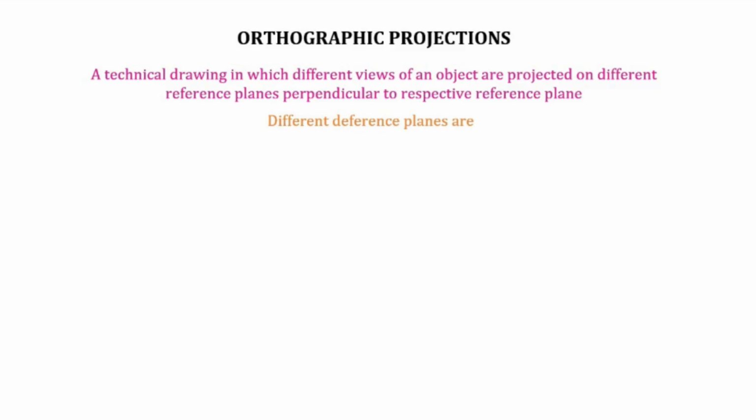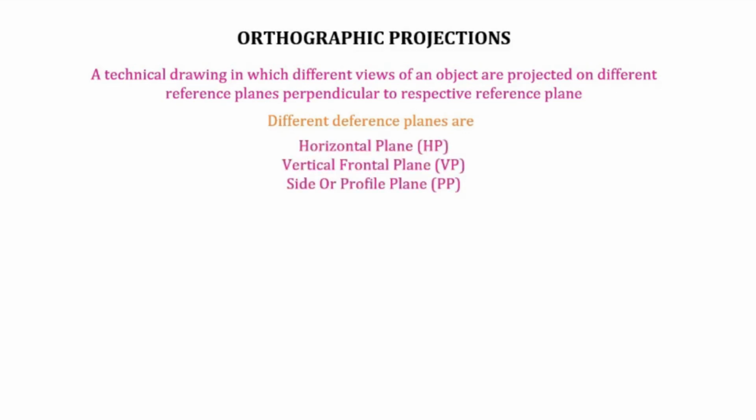And then the different reference planes. It is not "different plane", there is a typing mistake. Actually, it should be reference planes. It can be a horizontal plane. The horizontal plane can be the floor on which you are standing or sitting. The horizontal plane can be considered as a plane which is horizontal to the ground. Any plane which is horizontal or parallel to the ground is a horizontal plane.